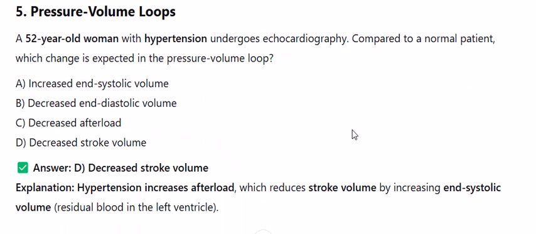5. Pressure volume loops. A 52-year-old woman with hypertension undergoes echocardiography. Compared to a normal patient, which change is expected in the pressure volume loop? A. Increased end systolic volume. B. Decreased end diastolic volume. C. Decreased afterload. D. Decreased stroke volume. Decreased stroke volume. Explanation. Hypertension increases afterload, which reduces stroke volume by increasing end systolic volume, the residual blood in the left ventricle.